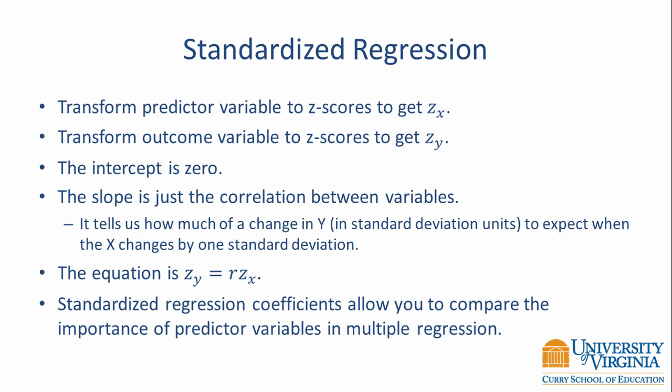In standardized regression, we first transform the original values to z-scores and then conduct the regression on the z-scores. With this transformation, the resulting intercept will be 0 and the slope will be the correlation between the two variables. The slope is interpreted in terms of standard deviation units. That is, the slope tells us the amount of change in the outcome variable in standard deviation units that occurs when the predictor changes by 1 standard deviation.